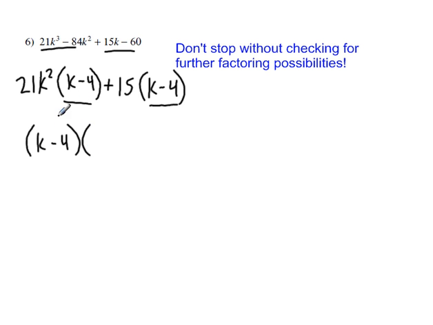The k minus 4s are the same, so I'm going to put that one time. Remember, it's distribution. Now, what is it distributing to? It's distributing both to a 21k to the second, and it's distributing to a positive 15. But I'm not done yet. I have to check for further factoring possibilities. There's nothing I can do with k minus 4, but you notice that 21 and 15 both have a common factor of 3.